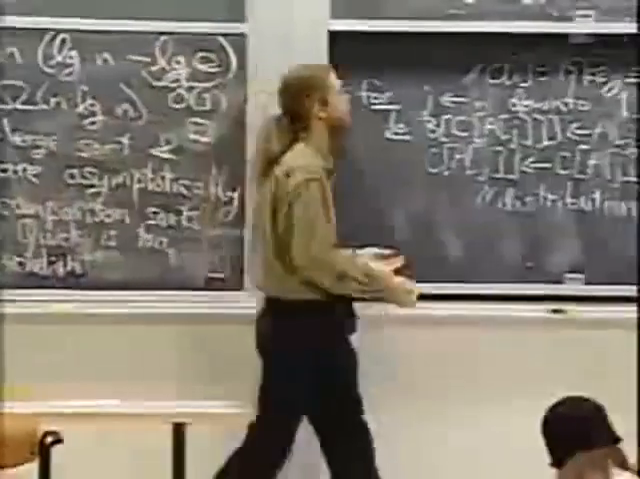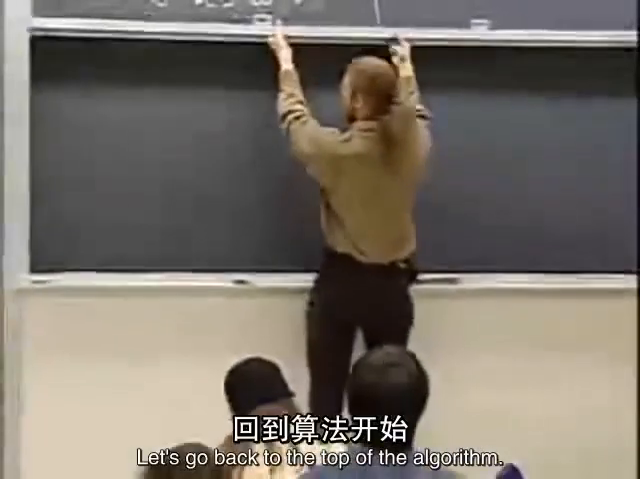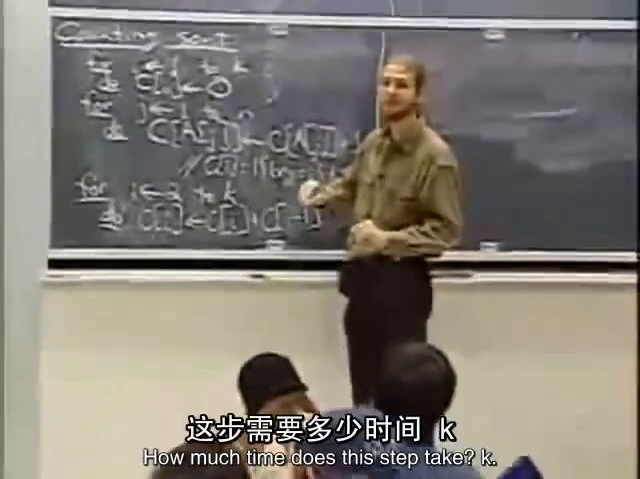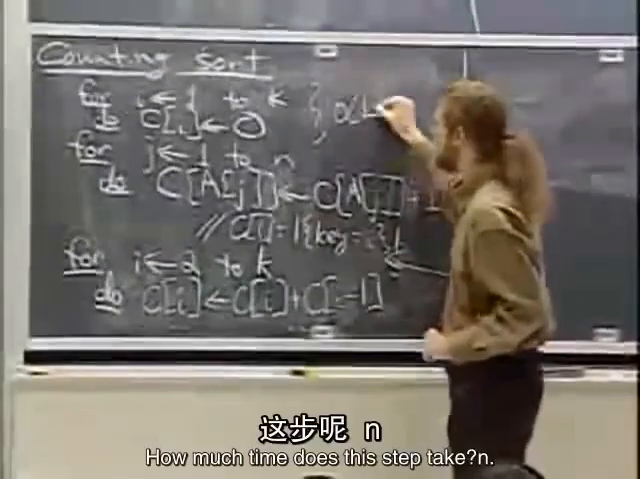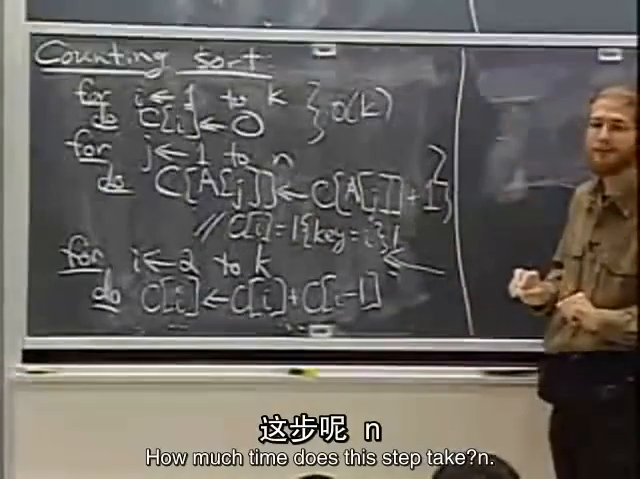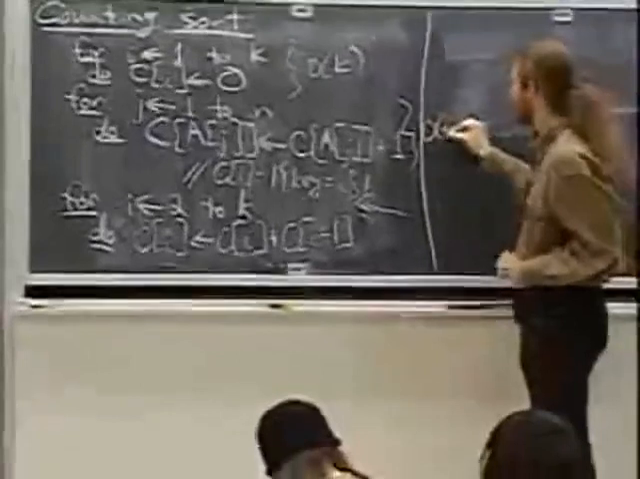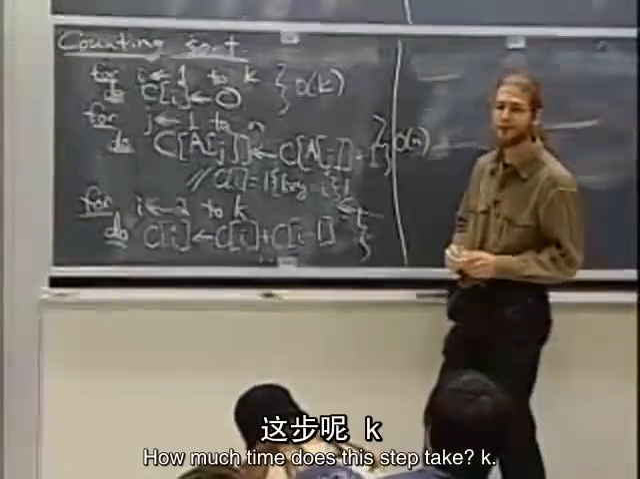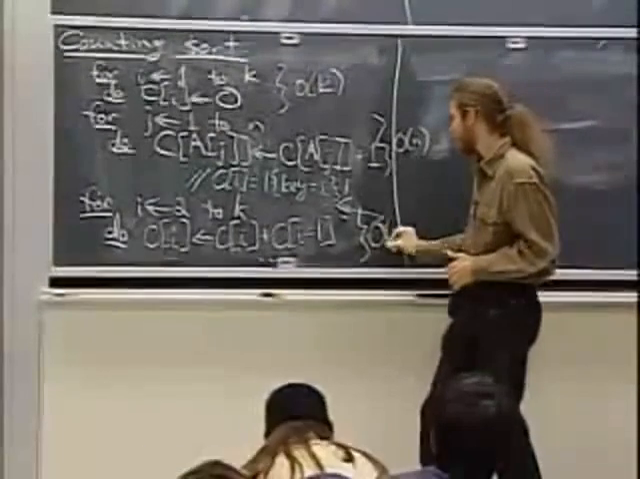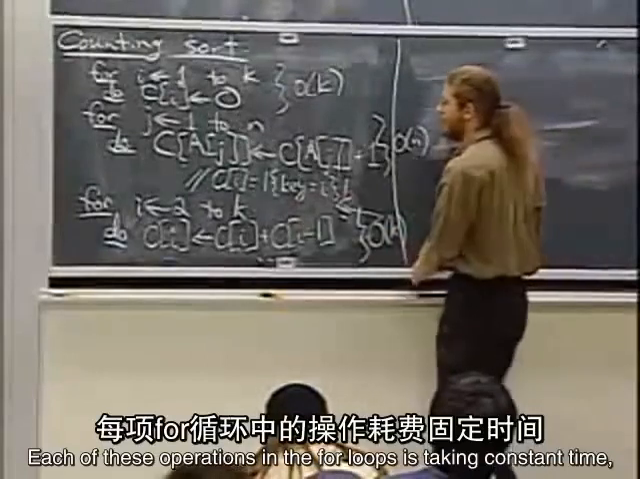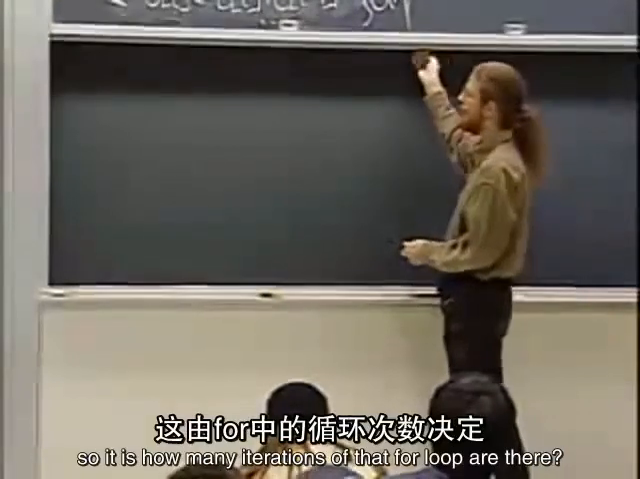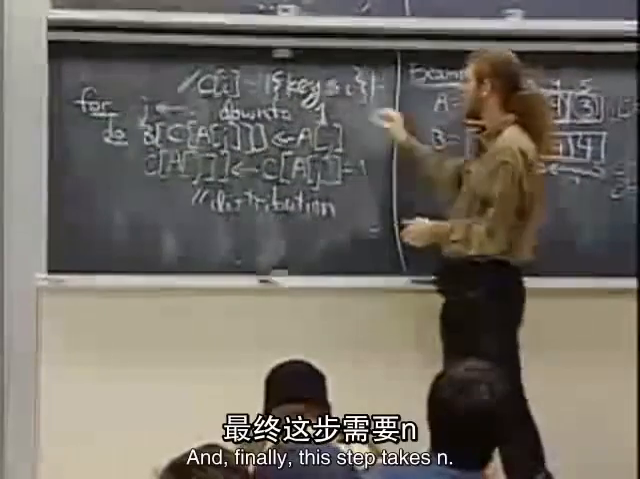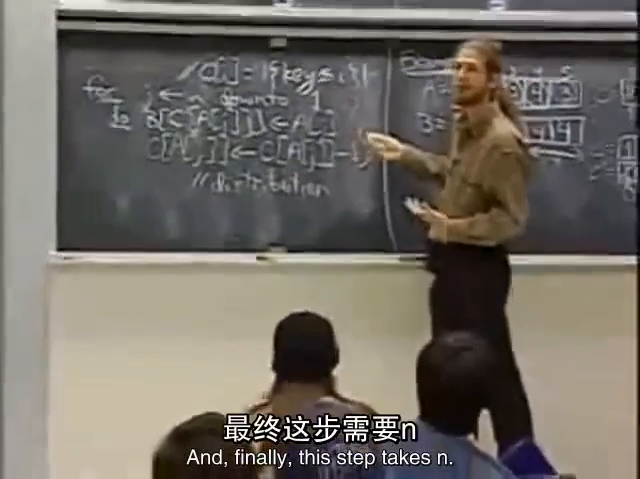So let's go back to the top of the algorithm. How much time does this step take? Okay. How much time does this step take? N. How much time does this step take? Okay. Each of these operations in the for loops is taking constant time. So it's just what is the length of that? How many iterations of that for loop are there? Okay, and finally, this step takes n.